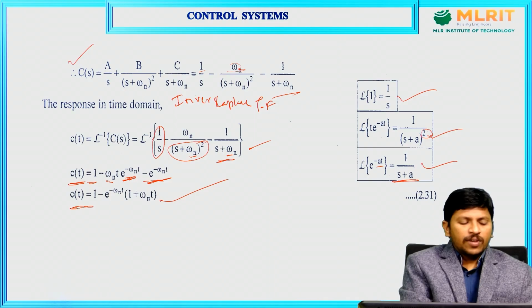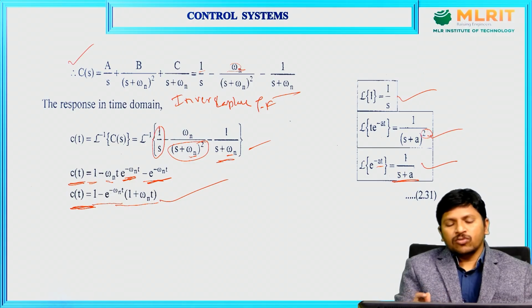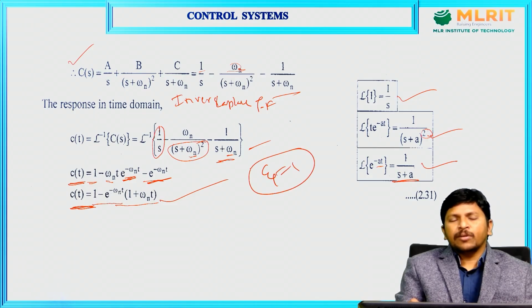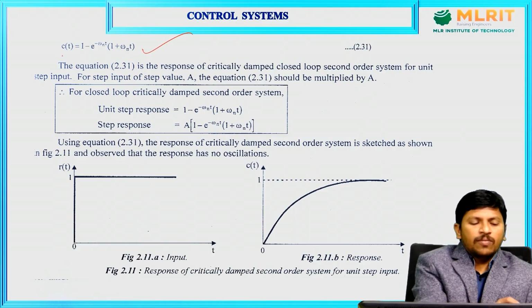is c of t equals to 1 minus e power of minus omega n t of 1 plus omega n t. This is the second order closed loop system, or critical damped, sorry, because here zeta equals to 1, right? So that's why this is the critical damped second order system response, and when we apply the input as unit step, this is our response. See here, this is our response signal c of t in time domain.